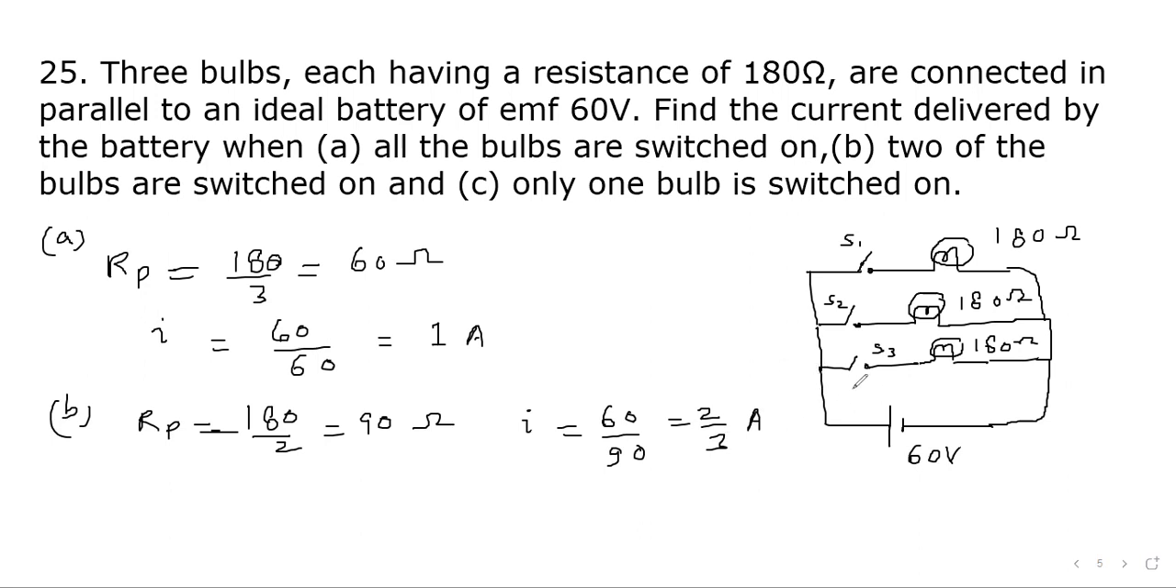Now, the third case, when these two switches are off and one switch is on. So only the 180 ohm resistance will be considered in this case. So R will be just 180 ohm, and the current in this case will be equal to 60 divided by 180, which is 1 by 3 ampere. So that is our answer.